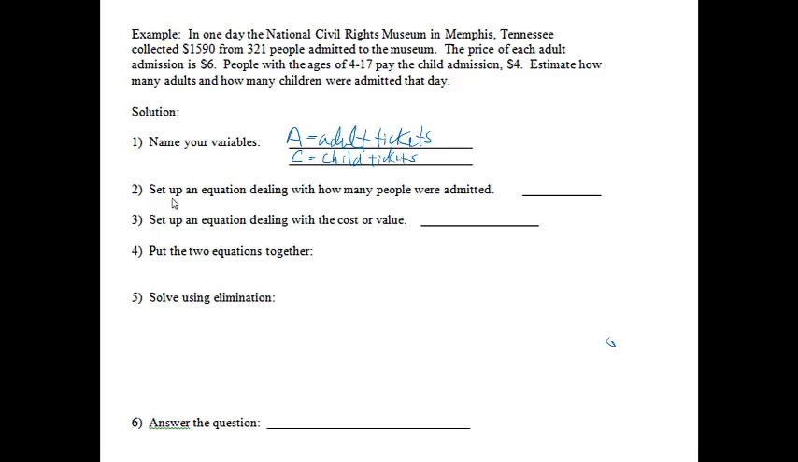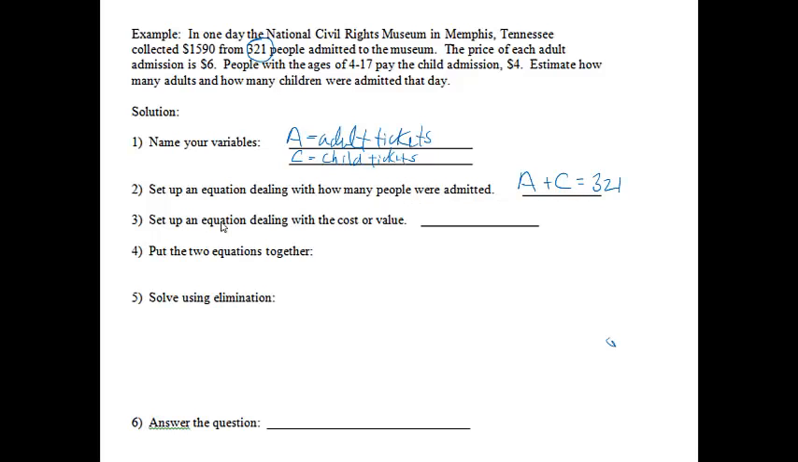All right, set up an equation dealing with how many people were admitted. So we know that 321 people were admitted to the museum. So the number of adult tickets plus the number of child tickets we know has to equal 321.